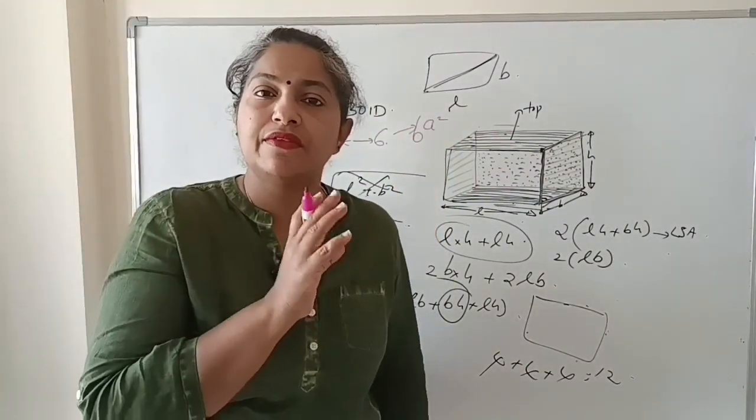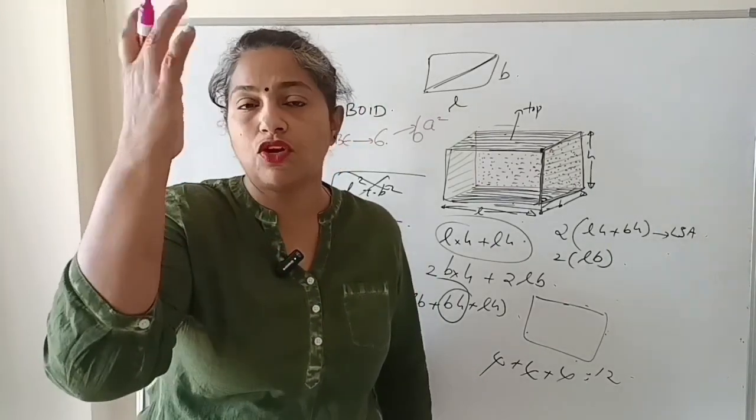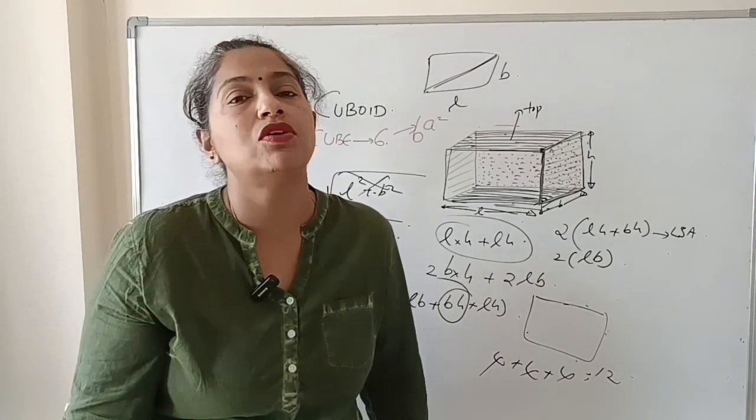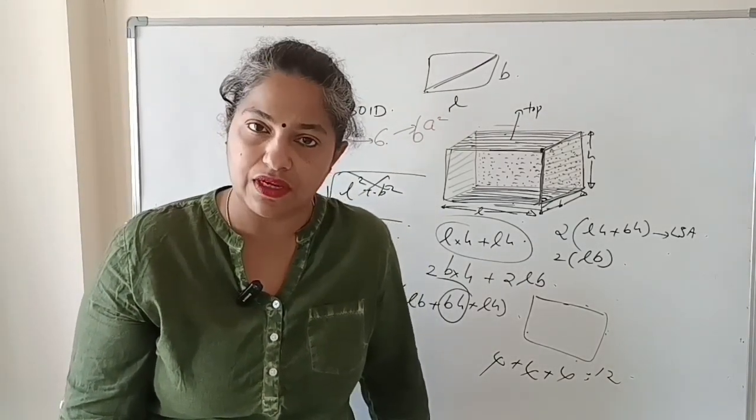Now, for lateral faces, LSA will be 4a square. The base area will be a square, the top area will be a square. So, the sum total will be 4a square plus a square plus a square, which is 6a square.